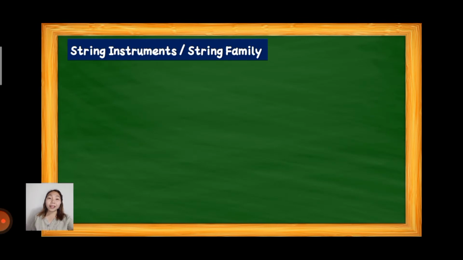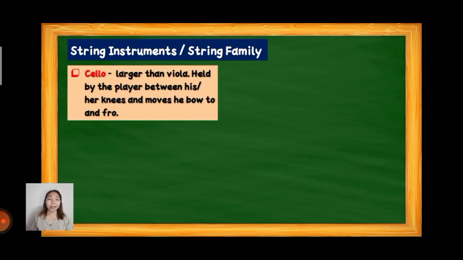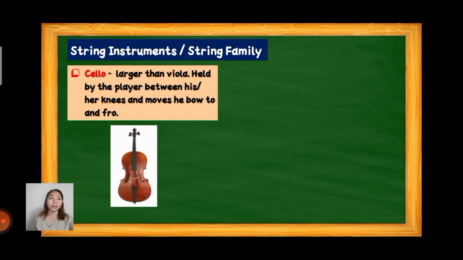And another example is the cello. The cello is larger than the viola. Kung ang viola mas dako-dako pa sa violin, ang cello mas dako pa gyud siya. Held by the player between her knees and moves the bow to and fro. So, iya nang ibutang sa iyahang center, sa iyahang mga tuhod, no? Okay, that one. Kay dako man na siya.